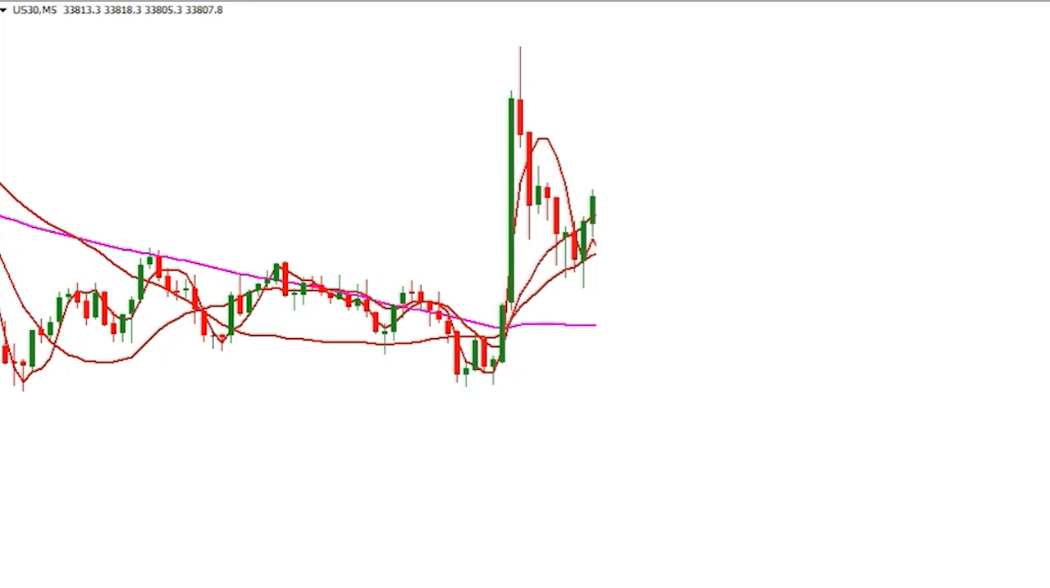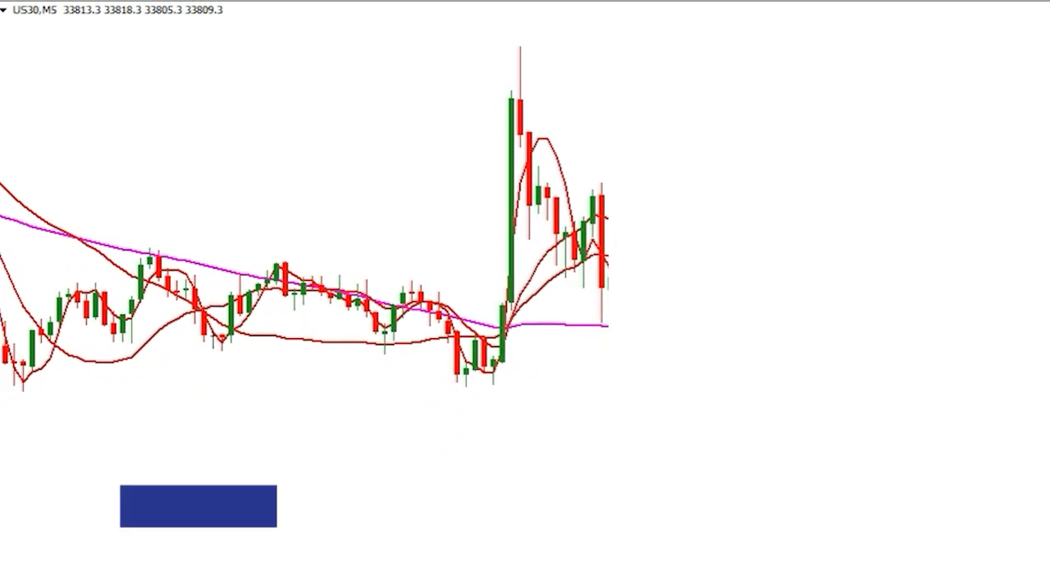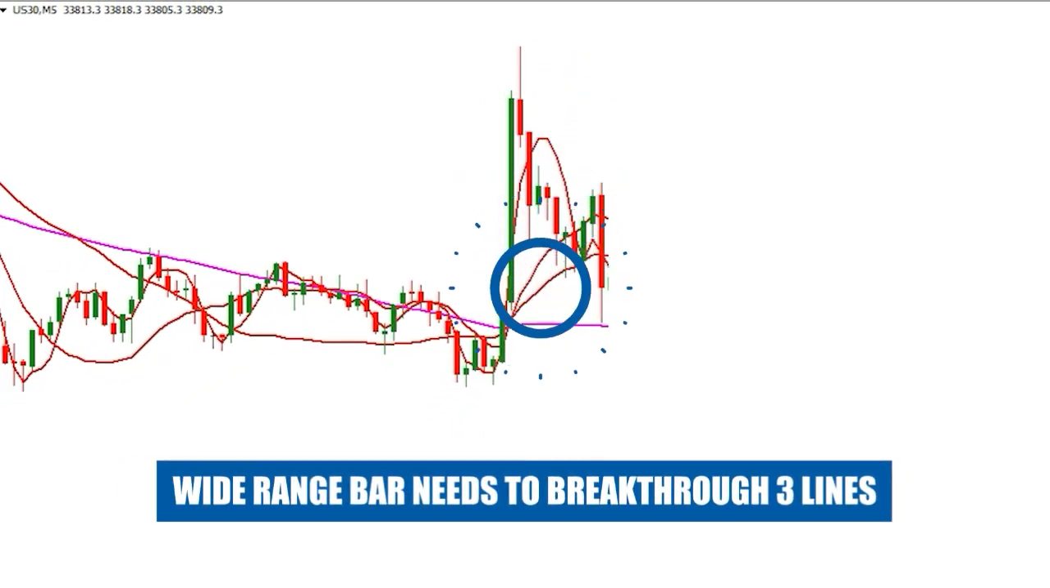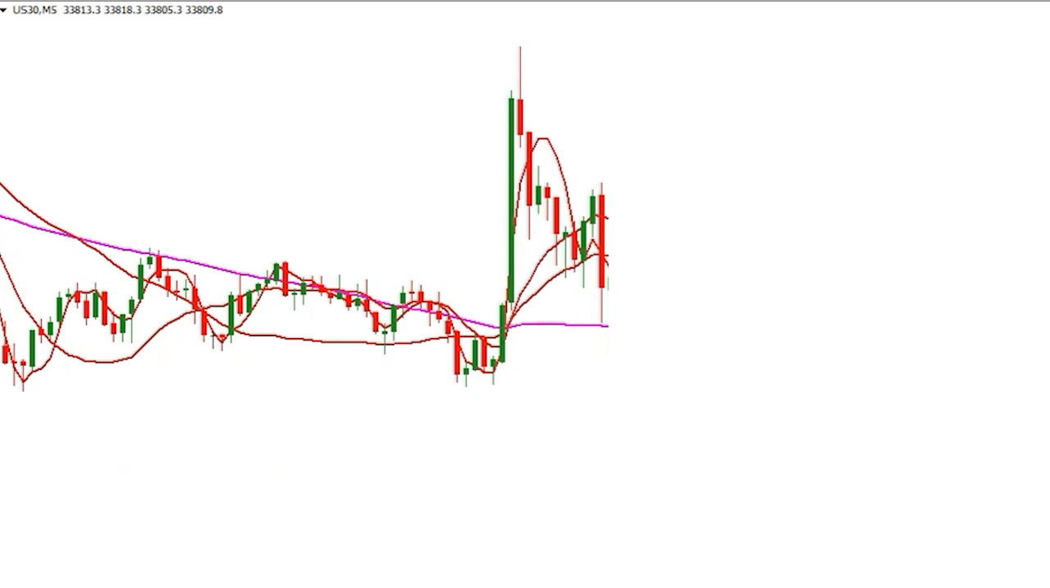Firstly, we need to find a wide range red bar. The way you can tell this is a wide range bar is that the surrounding bars will be significantly smaller. Secondly, the wide range bar needs to break through at least 3 of the 4 lines on the chart, which ultimately signals price passing through multiple time frames, which makes our entry that much more powerful.